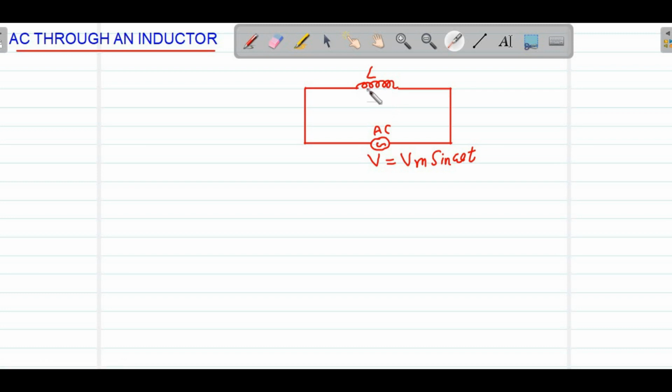Here we have a circuit. You can see there is an inductor coil connected in this circuit. It has self-inductance value L, and there is an AC source producing an alternating voltage V equal to Vm sin omega t, where Vm is the peak value of voltage and V is the instantaneous value. Every moment this voltage is changing. Vm is the maximum value of voltage produced in the generator.